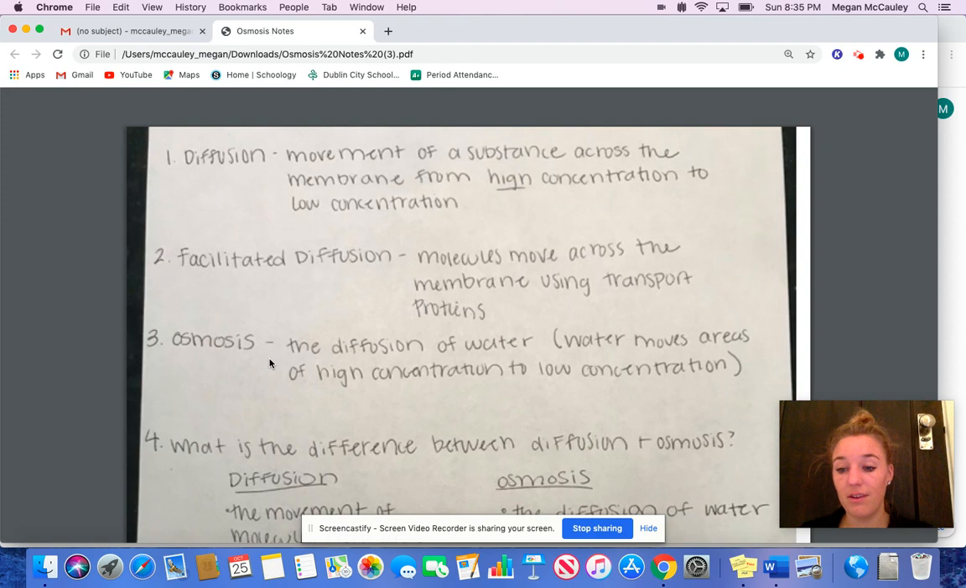Osmosis is a little bit different. Osmosis is the diffusion of water. So osmosis is where water molecules move from areas of high concentration to low concentration. Specifically, osmosis is a type of diffusion, but osmosis has to do with water. Okay, so water moves from a high concentration to a low concentration.